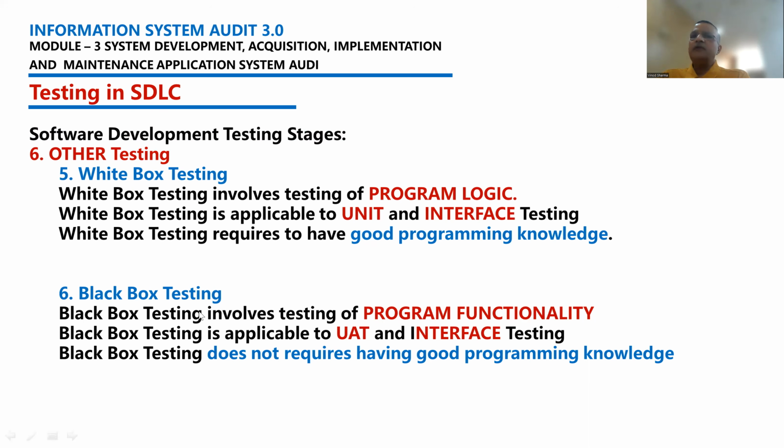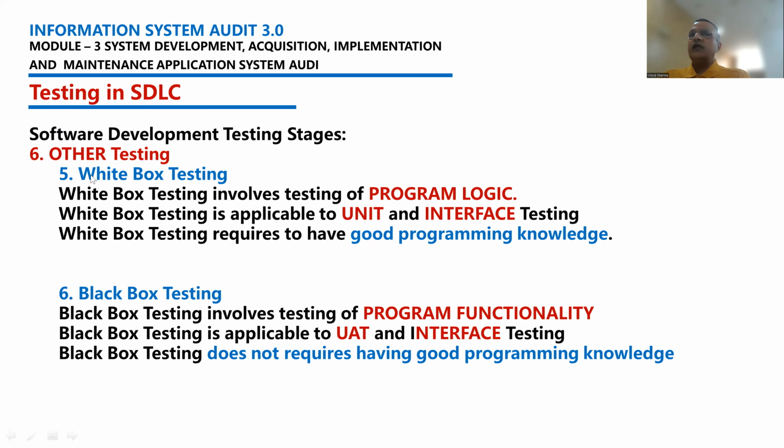The other one is black box testing. It involves testing of program functionality. Now look at the difference. The one is the logic, the other is the functionality. Logic means why it is doing it. Functionality means what it is doing. Similarly, black box testing is applicable to UAT and interface testing, and it does not require good programming knowledge.